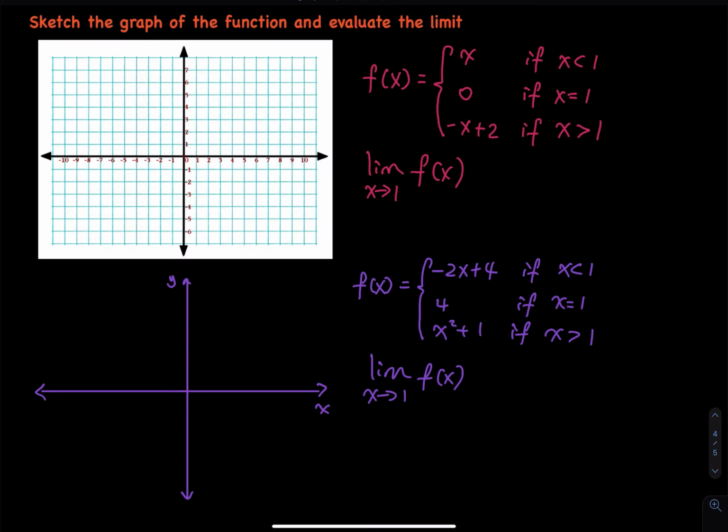So that is a solid point. X is equal to 1, y is equal to 0. So that is a point right over here. And then the next one, I would like to graph the piece for x less than 1.